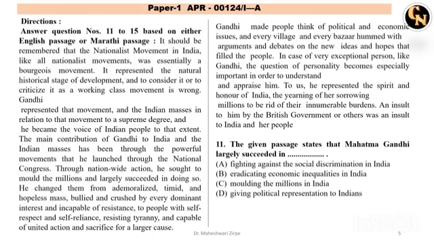Then the next are questions number 11 to 15. They are based on the paragraph given here. The paragraph is about Gandhiji's work, and you go through this paragraph and we will solve the questions. In question number 11, the given passage states that Mahatma Gandhi largely succeeded in dash. When you read the paragraph, you will understand that option C is the correct option, that is molding the millions in India.